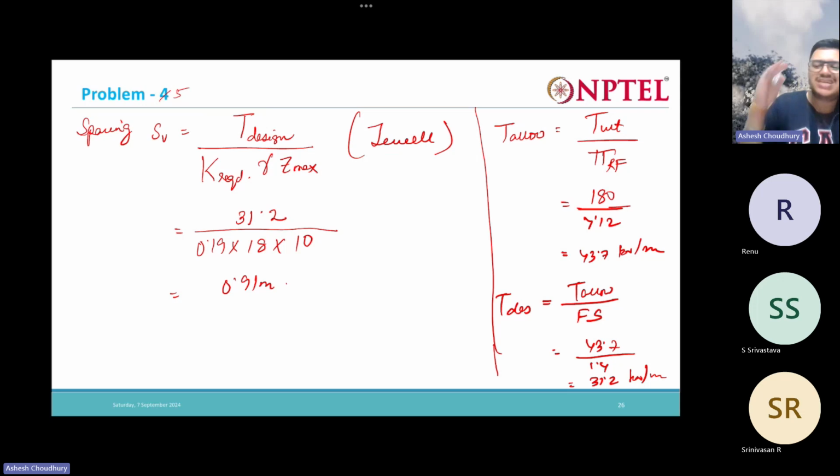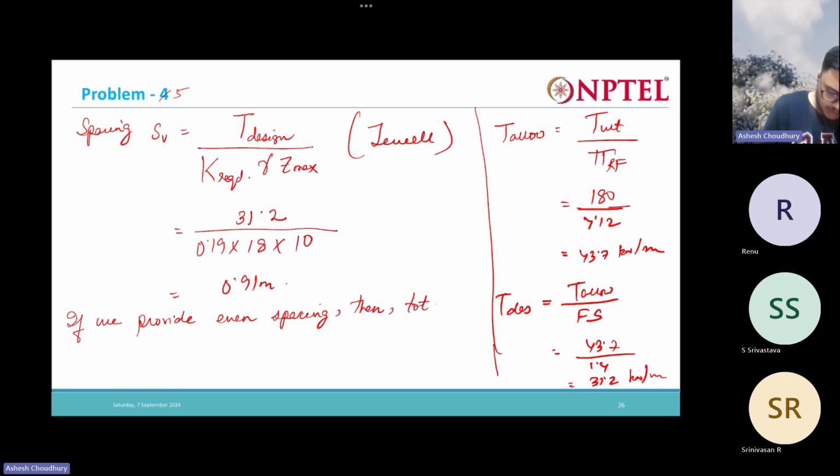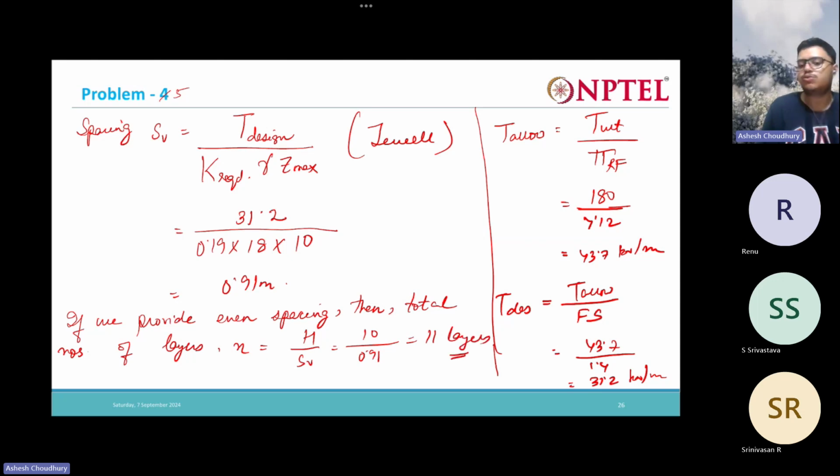So if we provide even spacing, meaning all spacings are equal, then the total number of layers n is equal to how much? Height by spacing, 10 by 0.91, approximately 11 layers. So 11 layers you can provide at an equal spacing of 0.91 meters.